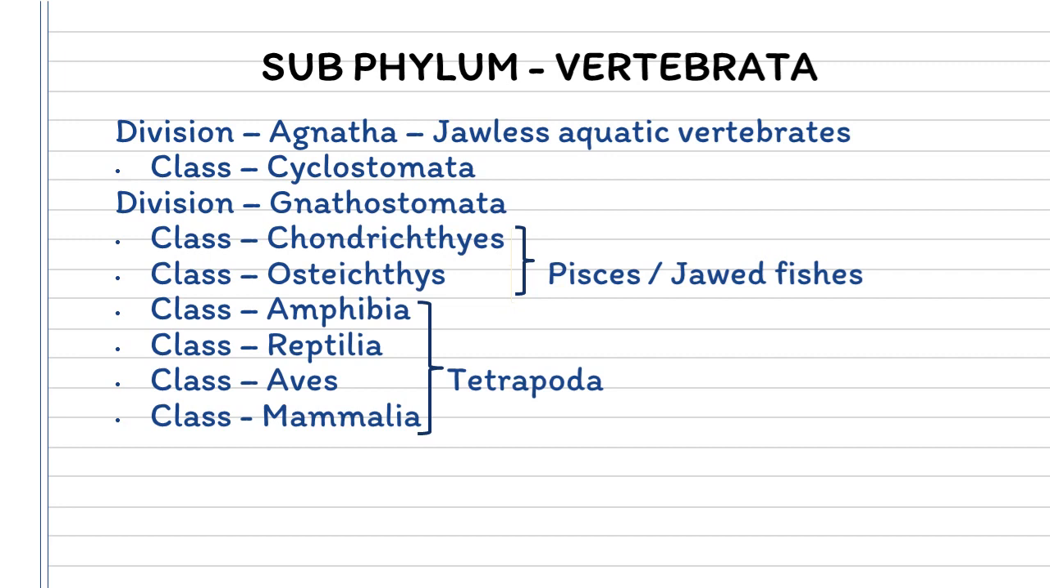Among these, in our syllabus we have only 3 classes in detail. The classes are Cyclostomata, Chondrichthyes as well as Osteichthyes. So we are going to discuss them in detail.